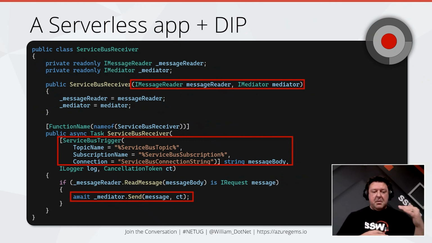So this is nice and simple code. I don't have to new up anything myself. I just take care of all of that in the composition root or that startup class. And then I can just write nice, clean, simple code. And if I ever need to swap my message reader, I can do that quite easily in one place. And I don't have to do it all over the application.